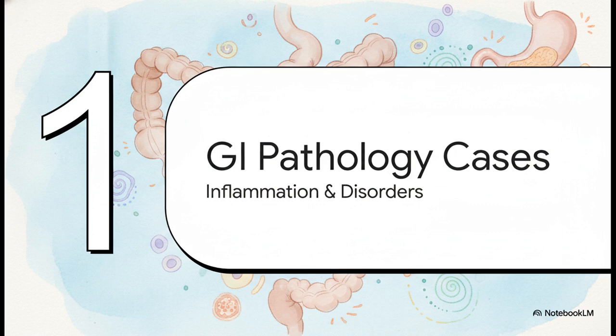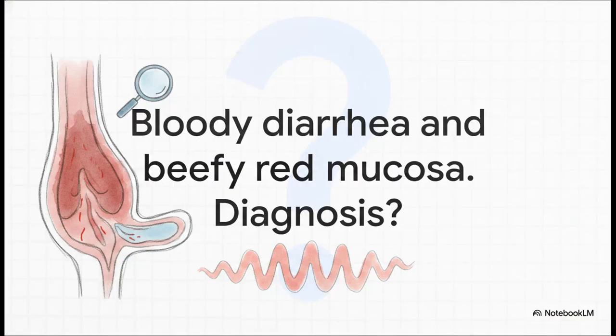All right, Section 1, gastrointestinal pathology cases. Let's look at inflammation and functional disorders. Here's our first patient. A 39-year-old male presents with bloody diarrhea and diffuse beefy red mucosa spreading proximally from the rectum. So what's the diagnosis? Are we looking at A, familial polyposis coli, B, Peutz-Jeghers, C, Crohn's disease, D, ulcerative colitis, or E, solitary rectal ulcer? Well, the correct answer here is D, ulcerative colitis.